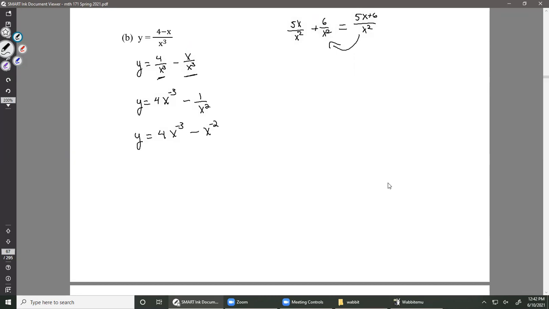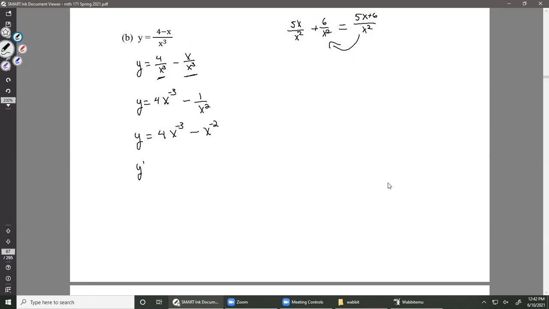So if you get something that looks wonky and it feels a little hinky, and it's like, I'm not sure we've learned a rule for this, it's probably because we haven't, and you need to use some algebra, fun little algebra tricks and tips to get it into a form so that we can take a derivative. All right. So now actually taking the derivative of this.